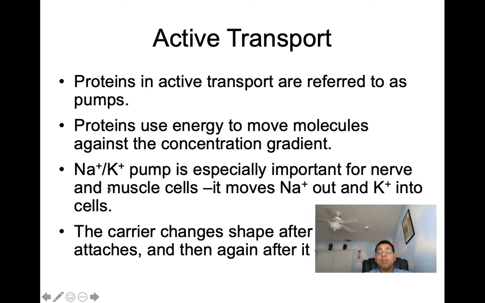The sodium-potassium pump is very important. It's especially important for nerve and muscle cells. What it does is move sodium out of the cell and potassium back into the cell. The carrier changes shape after phosphate attaches to it and then again after it detaches.